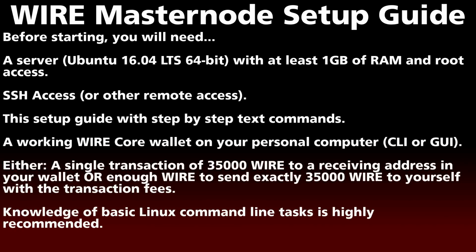The next one, very important: you will need a single transaction of 35,000 Wire to a receiving address in your wallet, or enough Wire in your wallet to send yourself exactly 35,000 Wire to a receiving address that you own, and to cover the transaction fee that occurs. So what does this mean? This means that you cannot have somebody send you a 35,500 Wire transaction, or 34,000 plus another 2,000 to cover it. You need only one transaction of exactly 35,000 Wire.